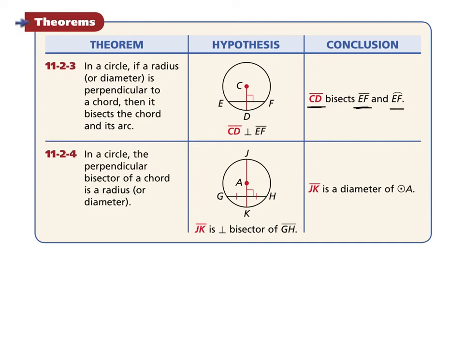If in a circle, the perpendicular bisector of a chord is a radius, or you could say it's a diameter. So here's what we're given. If we know JK or AK is a perpendicular bisector of the chord GH, that means, now once again, we were given 90 degrees and it's bisected, then we could say either segment AK or segment JK would be the diameter or the radius, depending on which one it is.